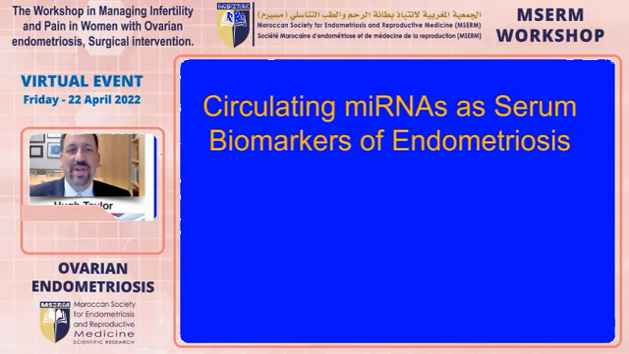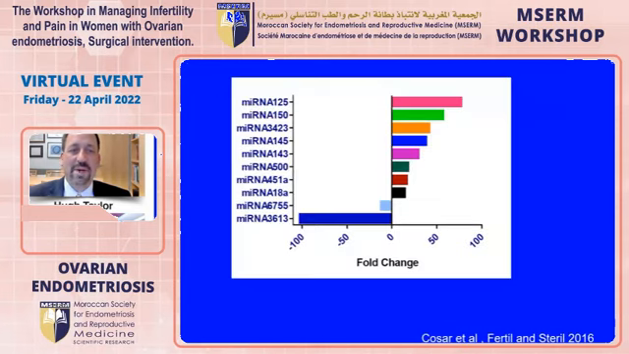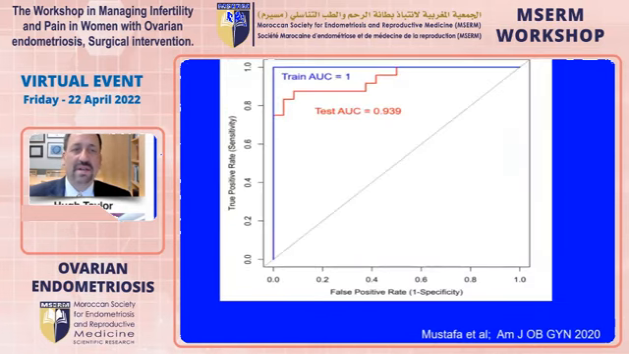So we asked also if we could use these serum microRNAs as biomarkers, and indeed we studied all of the microRNAs that were known at the time, and we found that several were increased and several were decreased. And we then looked to see if we could use a subset of those that had the biggest differential to create a biomarker of endometriosis.